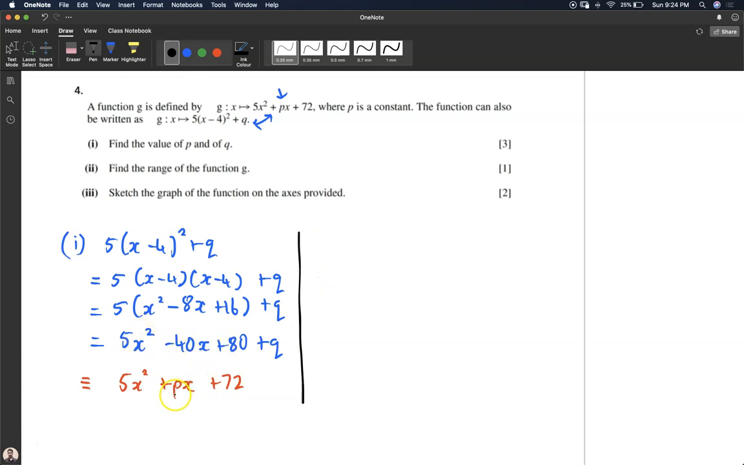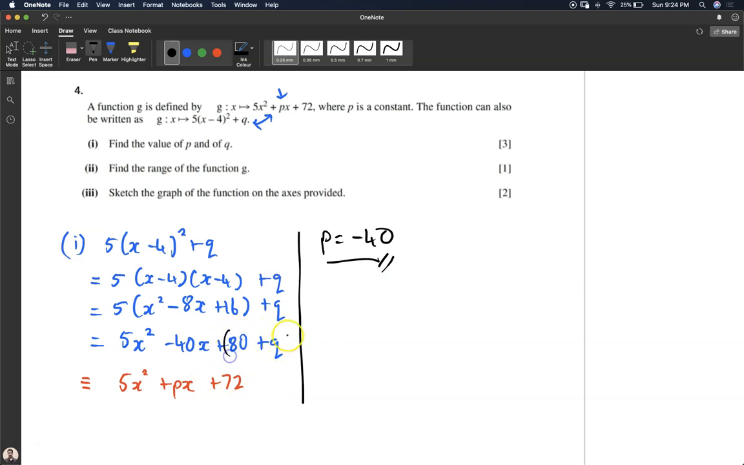So yeah, it's quite easy to see that p must be equal to negative 40, because both are the coefficient of x. Therefore, p equals negative 40. Done and dusted. What about the next part?